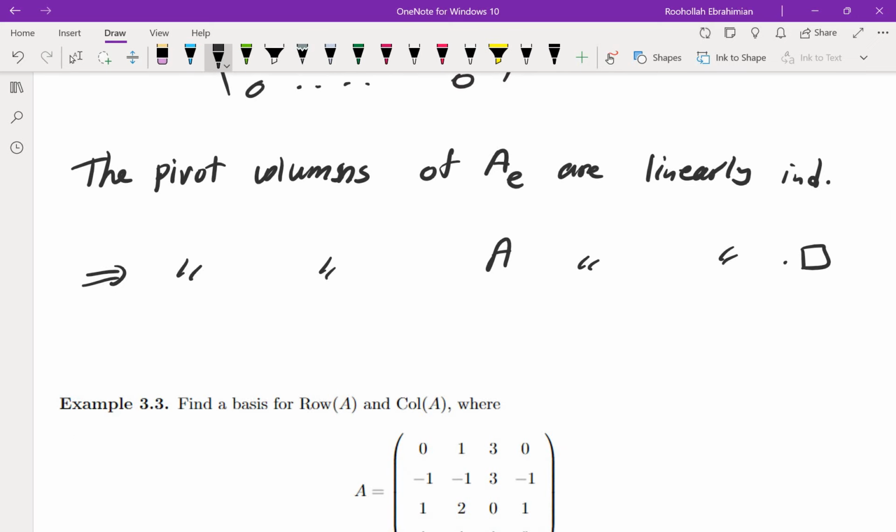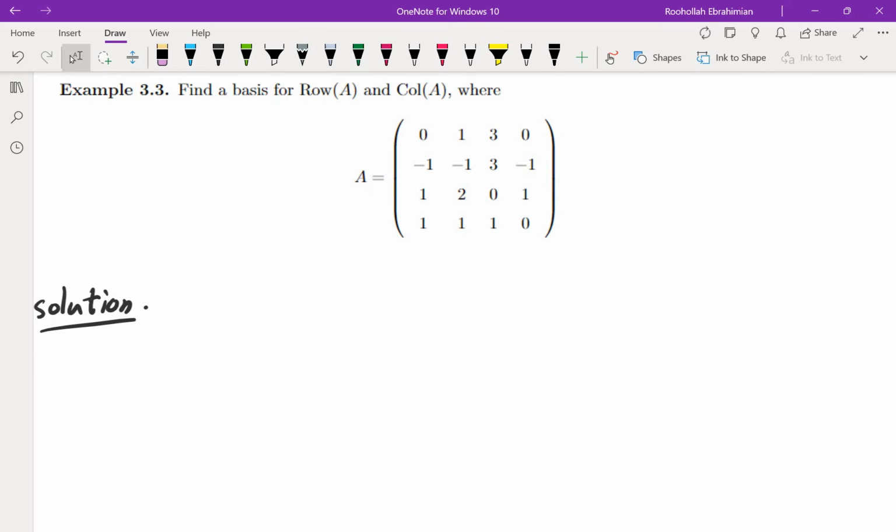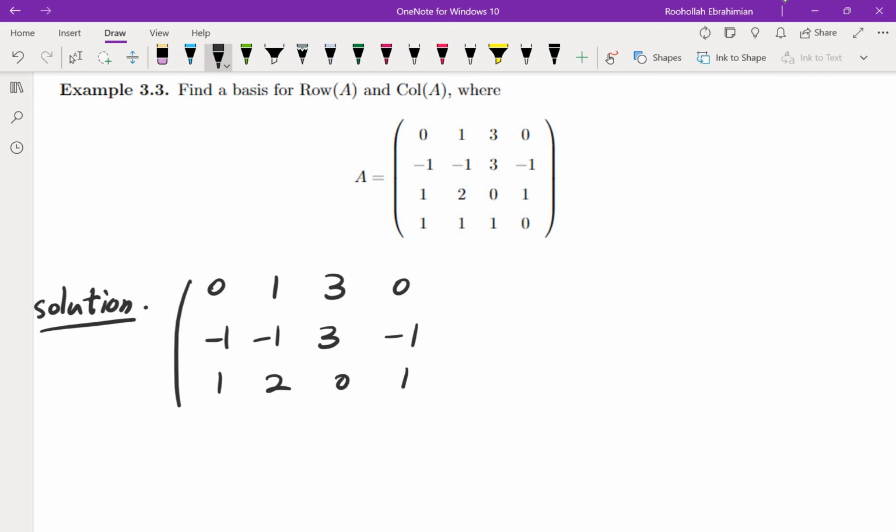Now, let me give you a couple of examples, one on row space and one on column space. So here is an example. Find a basis for the row space of A and the column space of A. So what we're going to do is take this matrix, apply row operations, and we end up with an echelon form, and then we use the previous theorem. Okay, so we'll start from 0, 1, 3, 0, negative 1, negative 1, 3, negative 1, 1, 2, 0, 1, 1, 1, 1, 0.